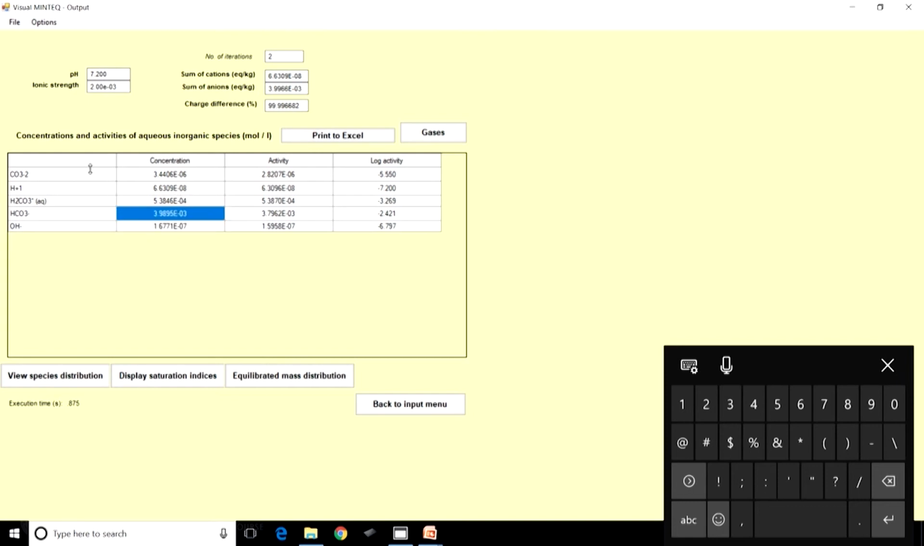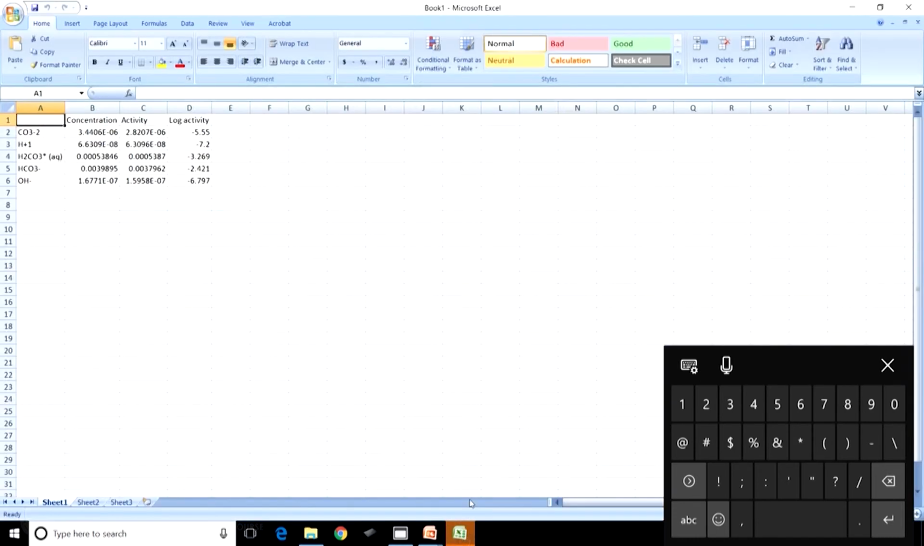Again, what does this mean? These are the different compounds that are going to be present at equilibrium, and these are the relevant concentrations that Visual MINTEQ calculates. And again, the boundaries that we specified were pH is 7.2 and alkalinity, obviously. So first now we need to calculate CO3 total and H total. Obviously there is no shortcut, we need to go to print to Excel, and that is out here.